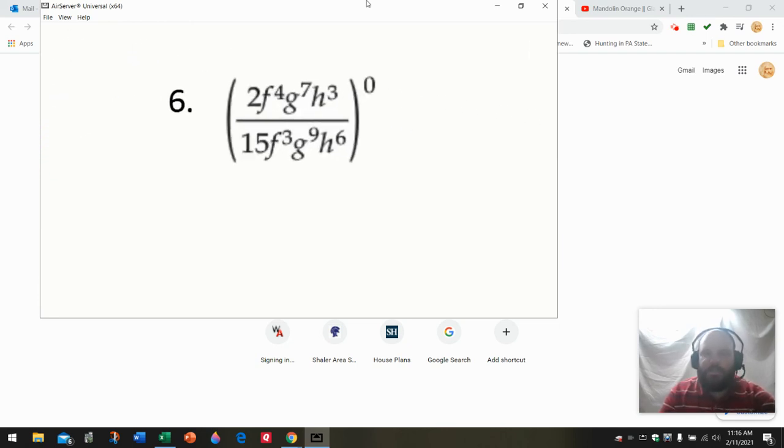Now, the last one I'm going to show you looks very complicated, but it's the easiest one in the whole set because anything to the 0 power is 1. So what you see is this entire huge expression here is all to the 0 power, but when you take that all to the 0 power, it simply equals 1. So that one is done.